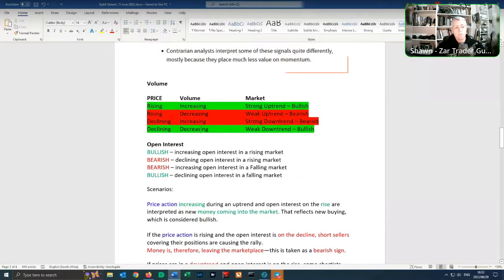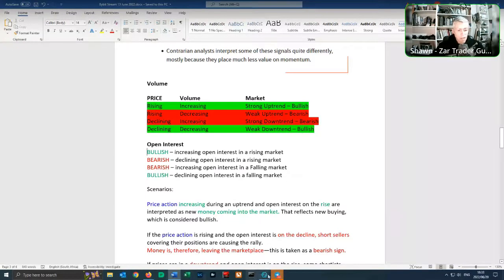Okay, so looking at open interest, and we're going to look at some open interest charts as well. Open interest is bullish if we have increasing open interest in a rising market. So what does that mean? Increasing open interest in a rising market means that more longs are opening. There's more interest coming in, new money is coming into the market, and it's pushing the market up.